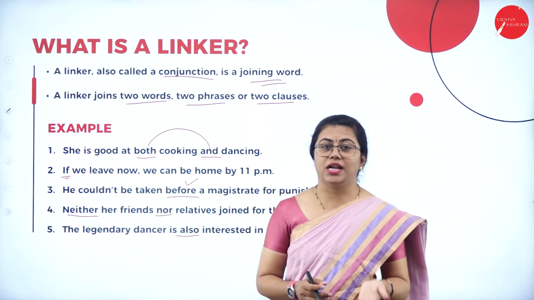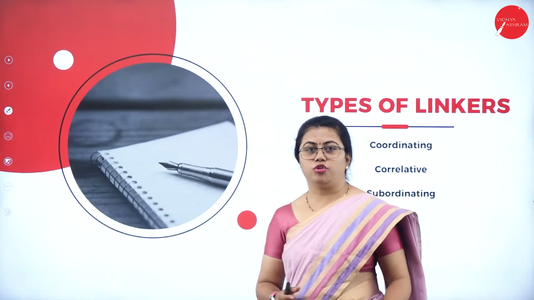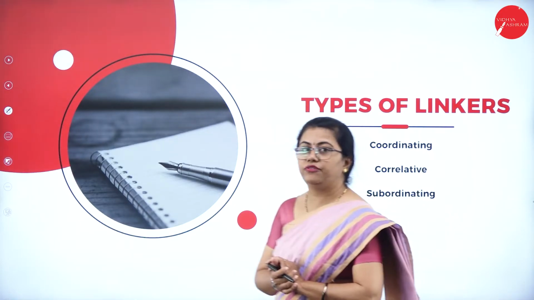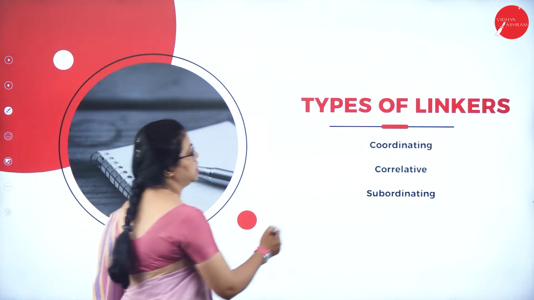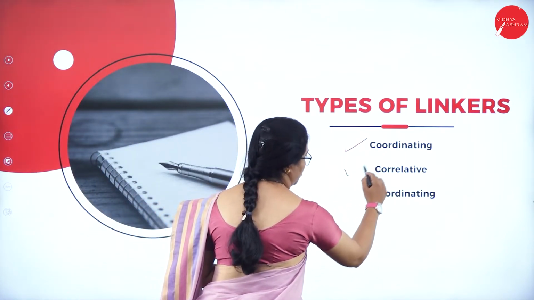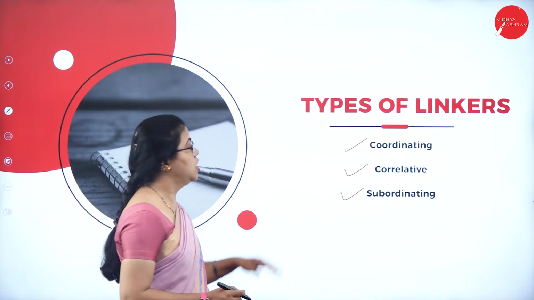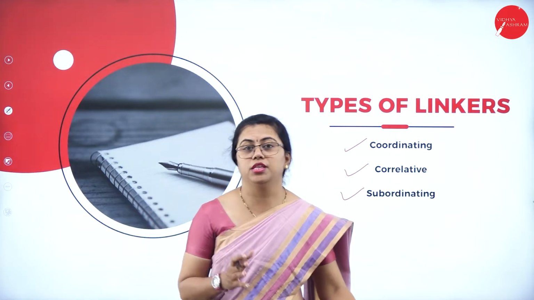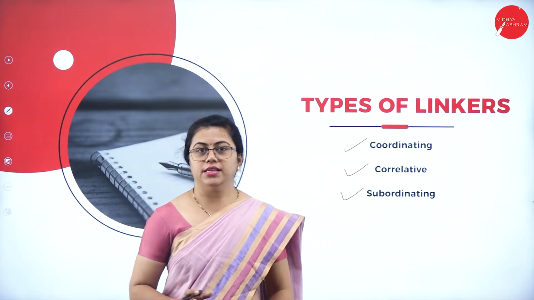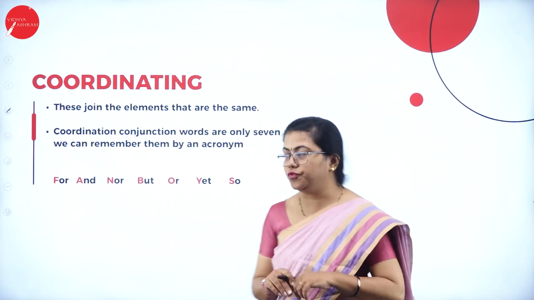So now we'll understand which are the different types of conjunctions or linkers. There are different types of conjunctions or linkers that we have to understand. One is coordinating conjunction, correlative conjunction, and the last one is the subordinating conjunction. These are the different types of conjunctions that we are going to understand based on the role they play in the sentence. So let us see what are coordinating conjunctions first.